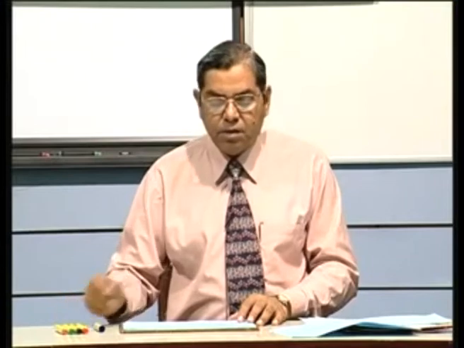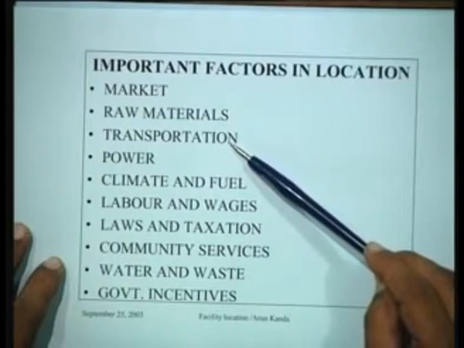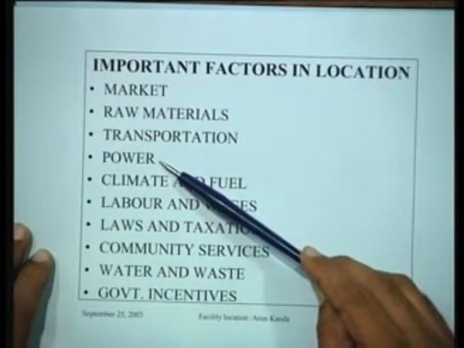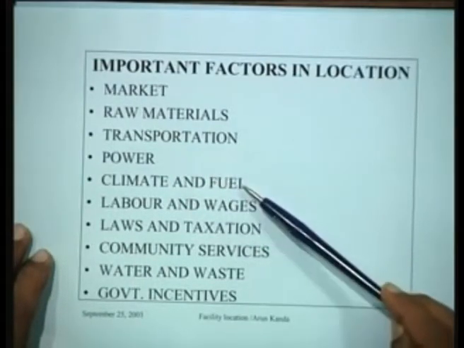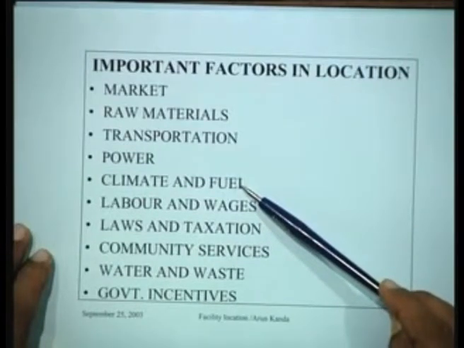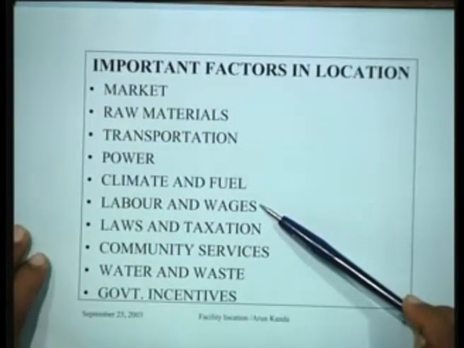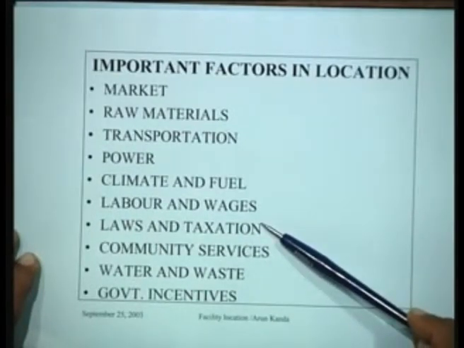So we have talked about the influence of the market, the influence of the raw materials. Similarly, the ease of transportation and transportation cost is a major factor. The availability and dependability of power is an important factor in location. Climate and fuel is an important factor in location. Labor and wages are important. The availability of labor and the wages you pay to them is an important factor. This would be location dependent. Laws and taxation could vary from one site to the other. So these could be factors that might be important for determining the location.